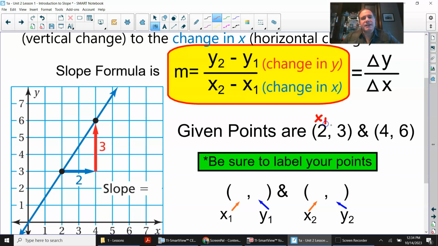This is the first x you see, so it is x1. This is the first y you see, so that is y1. This is the second x you see, so that's x2. And that's y2. So I'm going to put down 2, 3 as x1, y1, and then 4, 6 as x2, y2.